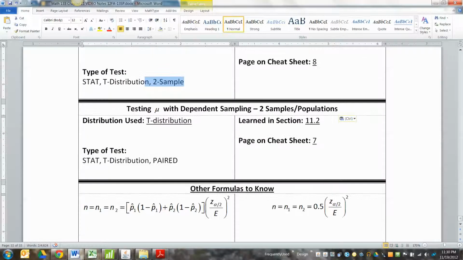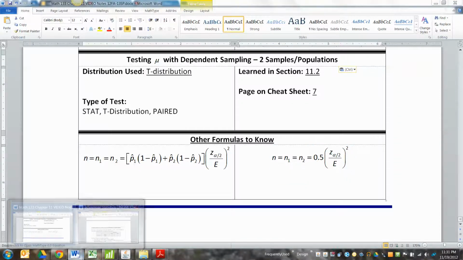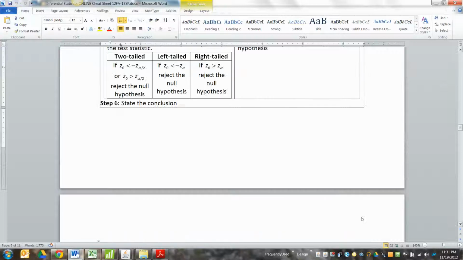There's some other formulas that you need to know as well. There's this one right here. That was for the sample size when you have prior estimates. And this is sample size when you don't have prior estimates. And there was a typo. It should have been 0.5. So double check your notes. Make sure it's 0.5, not 0.25. That was a mistake.